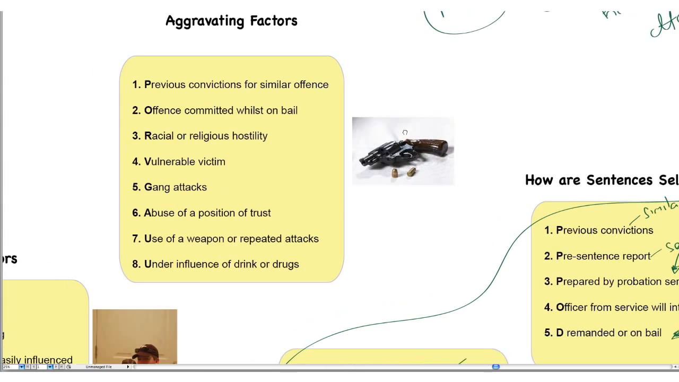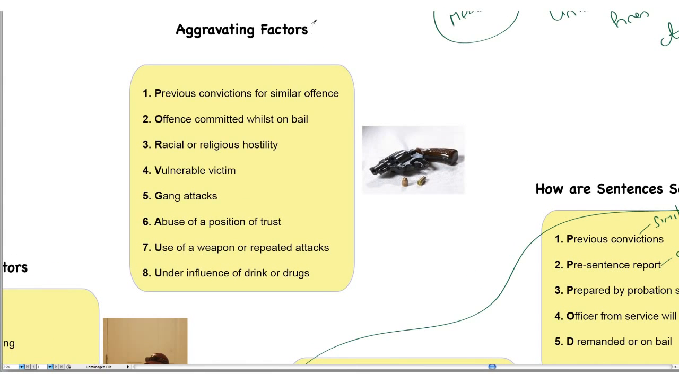Finally, I'm going to look at two other issues. One is aggravating factors and one is mitigating factors. Aggravating factors make the sentence more serious. The first of those is previous convictions for similar offences. If somebody has committed 16 thefts and is convicted for another offence of theft, that means the judge is likely to give a more severe sentence. And remember, this is only going to be used after guilt is proven and on sentence. This is only going to be used when the judge is thinking about the sentence.